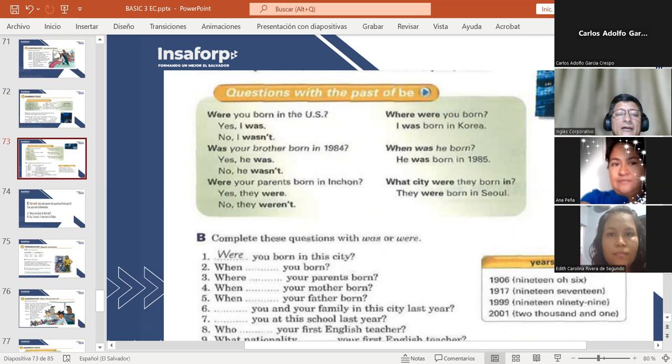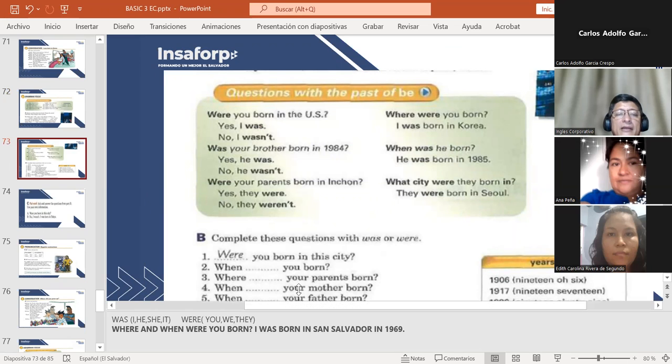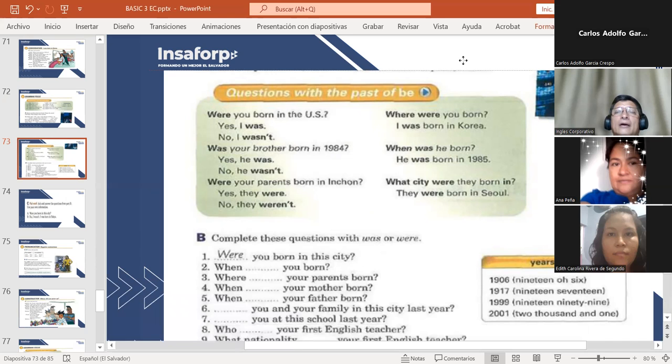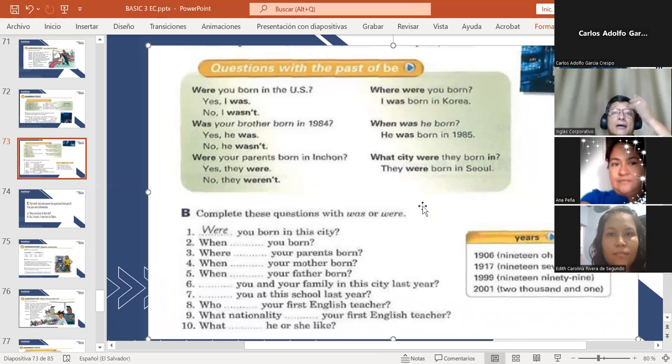Let me see here. Okay, this is the last activity from yesterday, remember? Okay, but we didn't finish this, did we? No. Eso quedó en tarea para hoy. Okay, good. Now we're gonna complete this question with was or were.